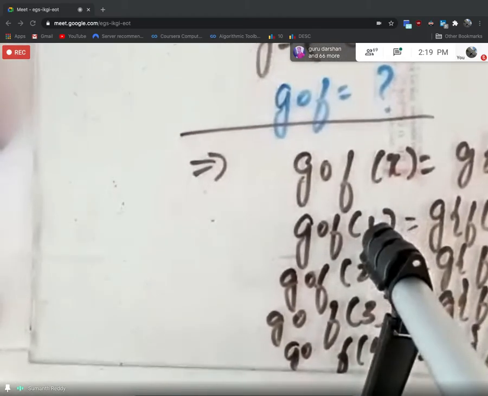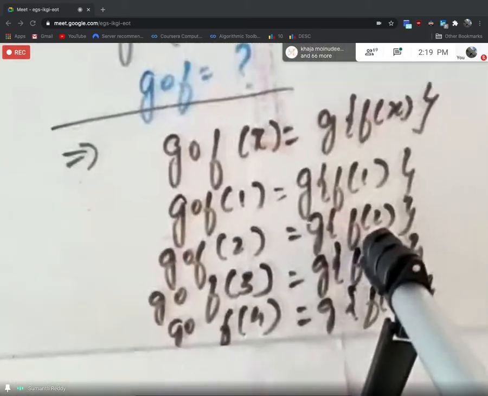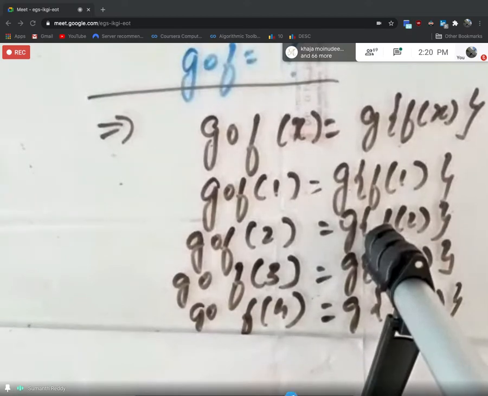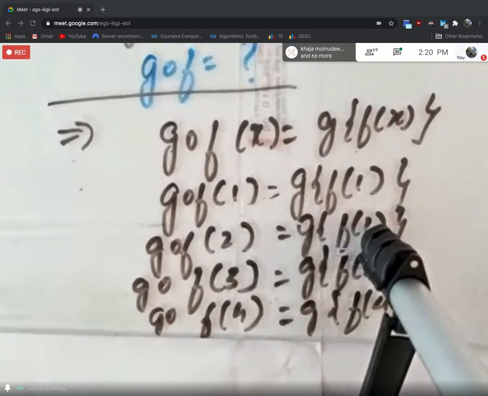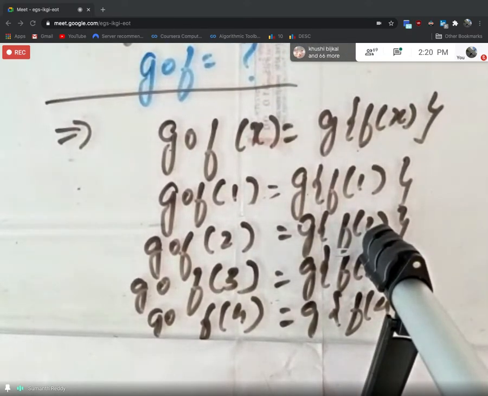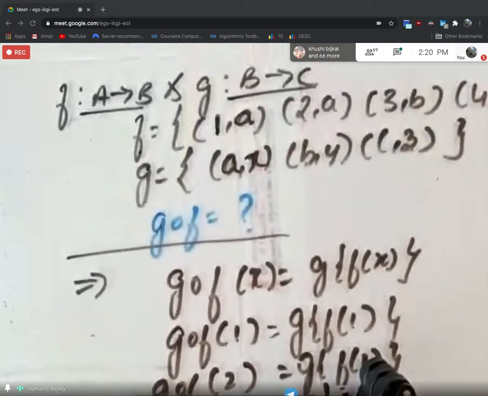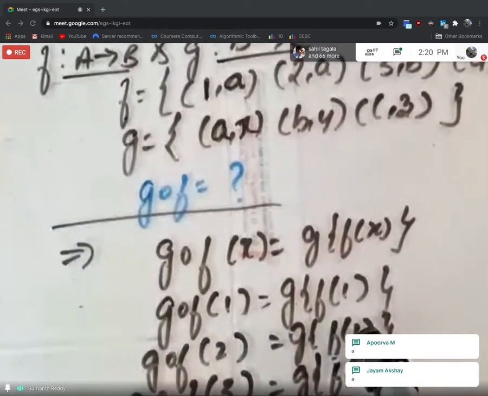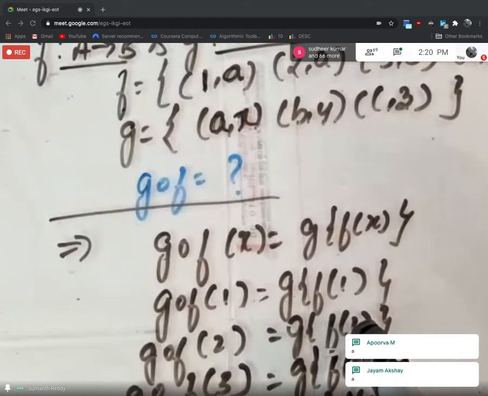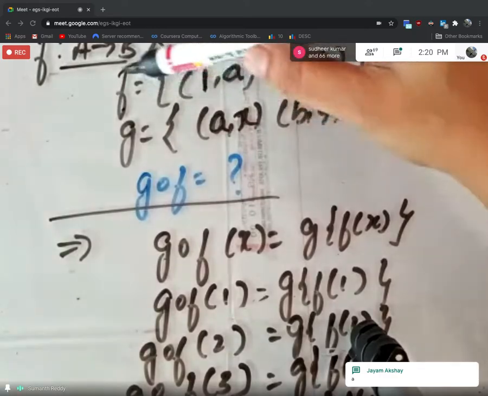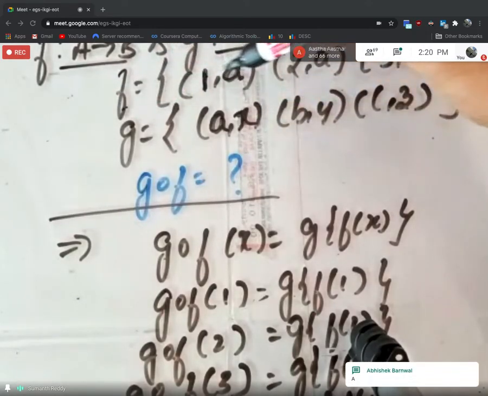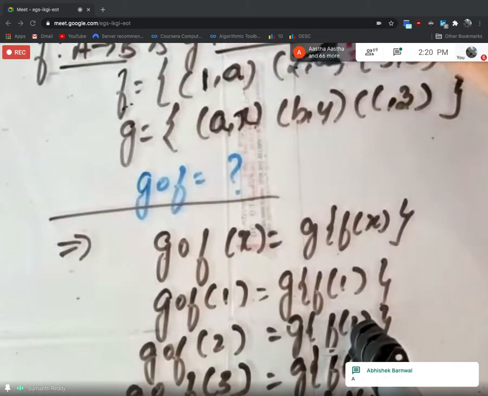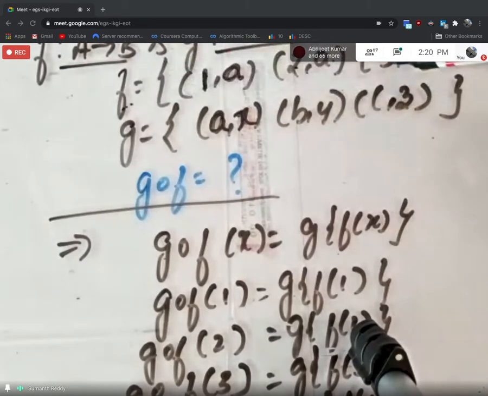So what you need to do is g applied upon f of 1. Can you tell me what is f of 1? In order to find f of 1, you just have to look at the ordered pairs. Yes, you can write the arrow diagram, but there is no need. Easily you can just look at these ordered pairs and tell. When you apply the function f on 1, it leads to A. Oh, so you have already answered. That is very good. When you apply f on 2, it leads to A again. On 3, it leads to B, and on 4, it leads to C.